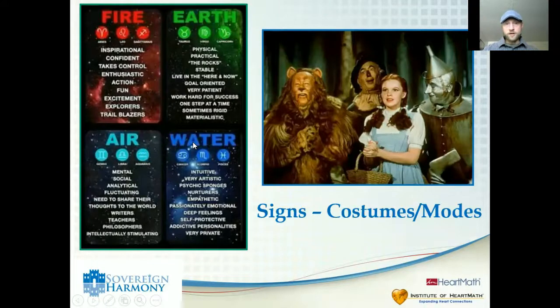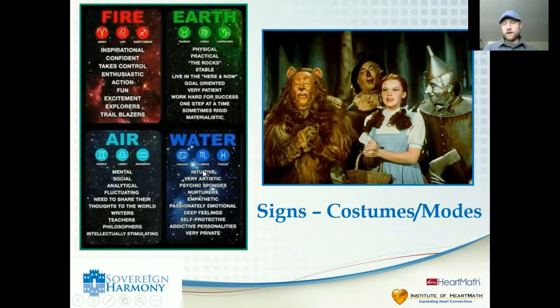And so just a quick review of the 4 elements: fire, air, earth, and water. And just so we're clear, fire includes the signs of Aries, Leo, and Sagittarius. Earth includes Taurus, Virgo, and Capricorn. Air includes Gemini, Libra, and Aquarius. And then water, that's Cancer, Scorpio, and Pisces.